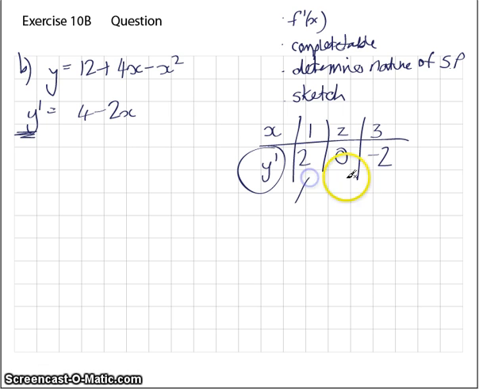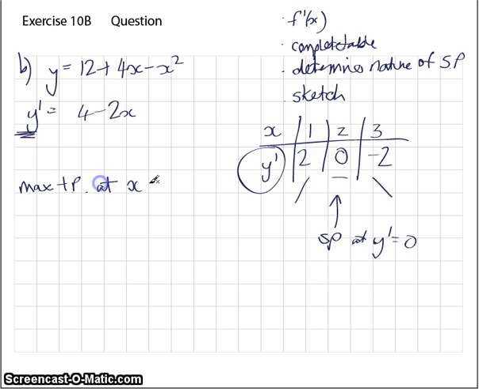So what I've got is positive, flat spot, negative. This really helps me determine the nature. We have a stationary point where the derivative is 0. And more than that, we actually have a turning point because it changes gradient there. So we would say that it is a maximum turning point at x equals 2. Now we need to sketch that, putting in as much detail as we can.